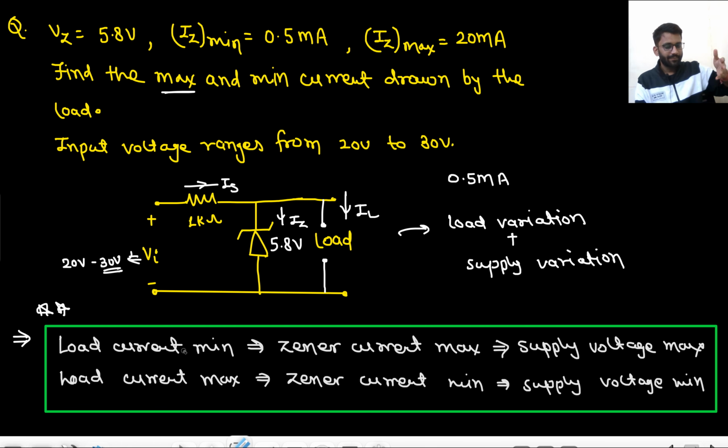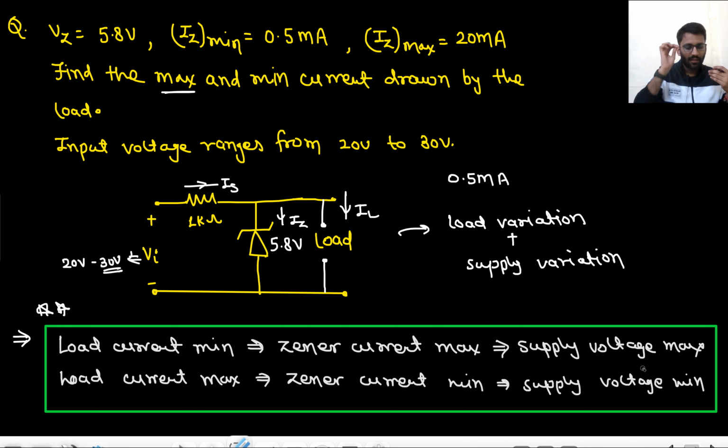For minimum load current, or whenever they ask for minimum source voltage or minimum input voltage, that means you need minimum Zener current, and minimum Zener current means maximum load current. Only this much of the scenario you need to remember, and every single problem will be solved. Otherwise you will mess up the problem.